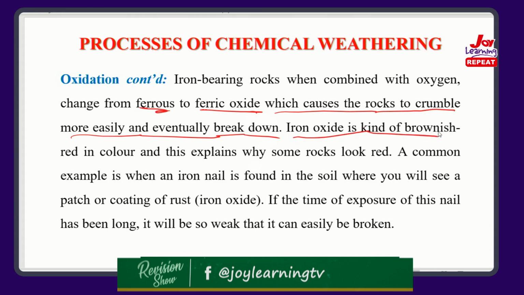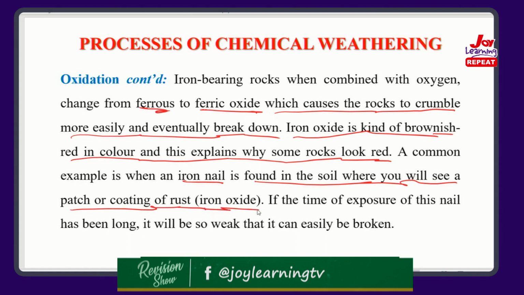Iron oxide is kind of brownish red in color. And this explains why some rocks look red. Is that okay? A common example is when an iron nail, this one is common in our hoods, is found in the soil, where you will see a patch or coating of rust, that is iron oxide. If the time of exposure of this nail has been long, it will be so weak that it can easily be broken.